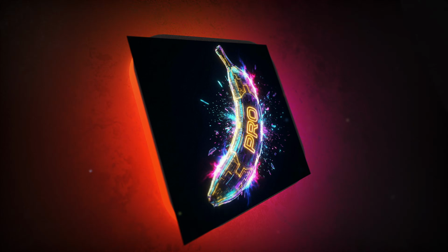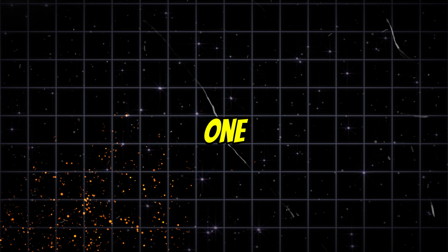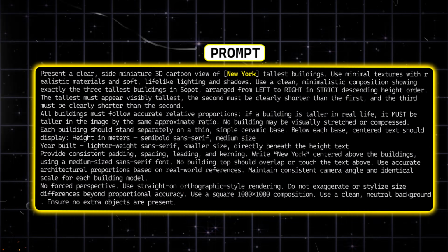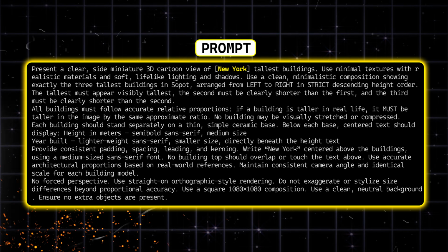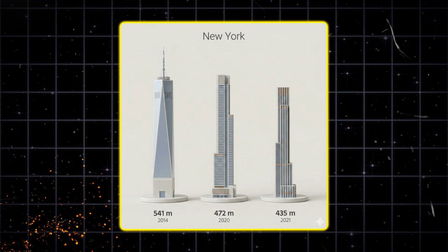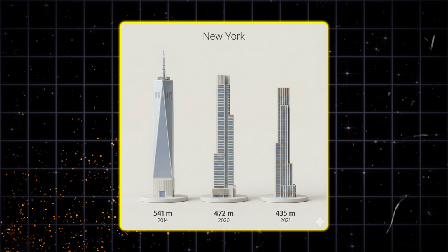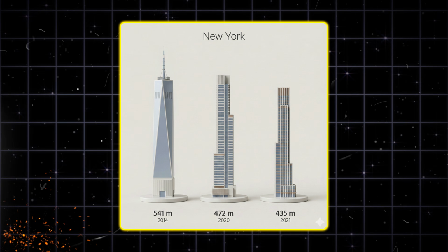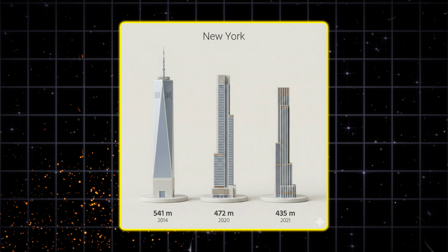Now let's move to secret prompt number 12. And this one is honestly next level. Simply use this prompt and replace New York with any city you want. Then Nano Banana Pro creates this super satisfying, clean 3D city comparison visual that feels like a premium infographic.